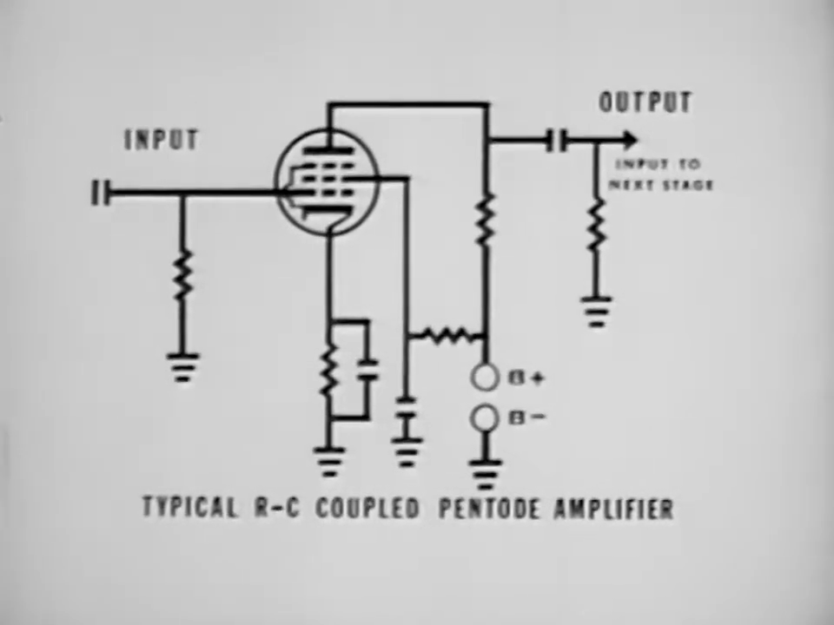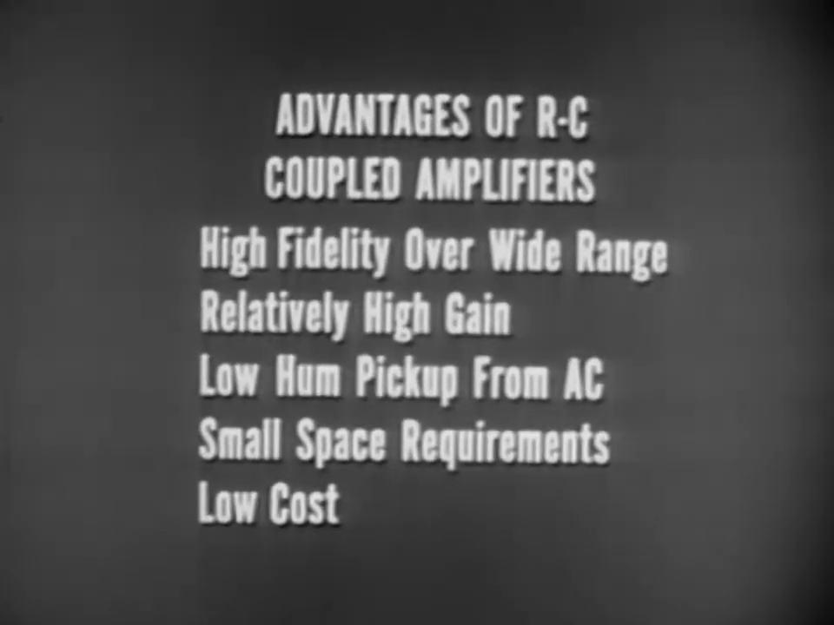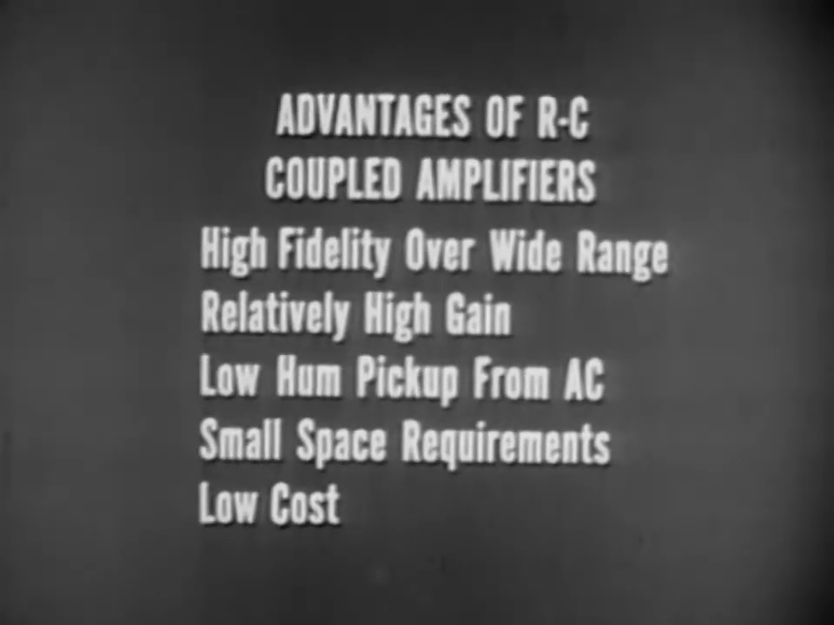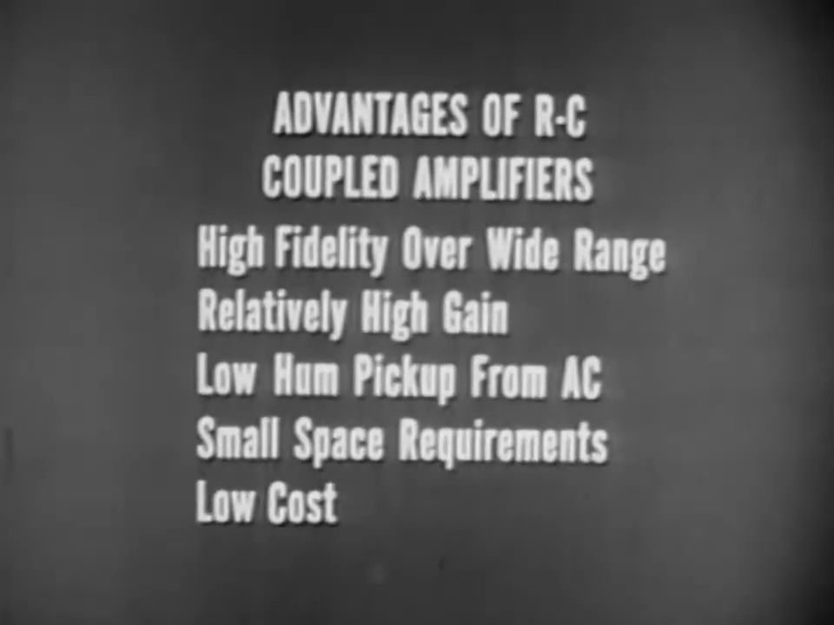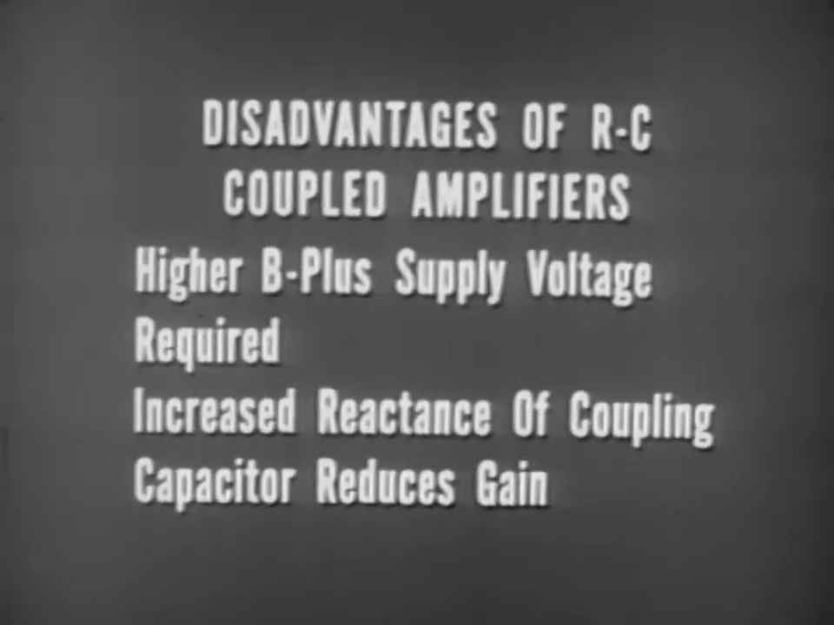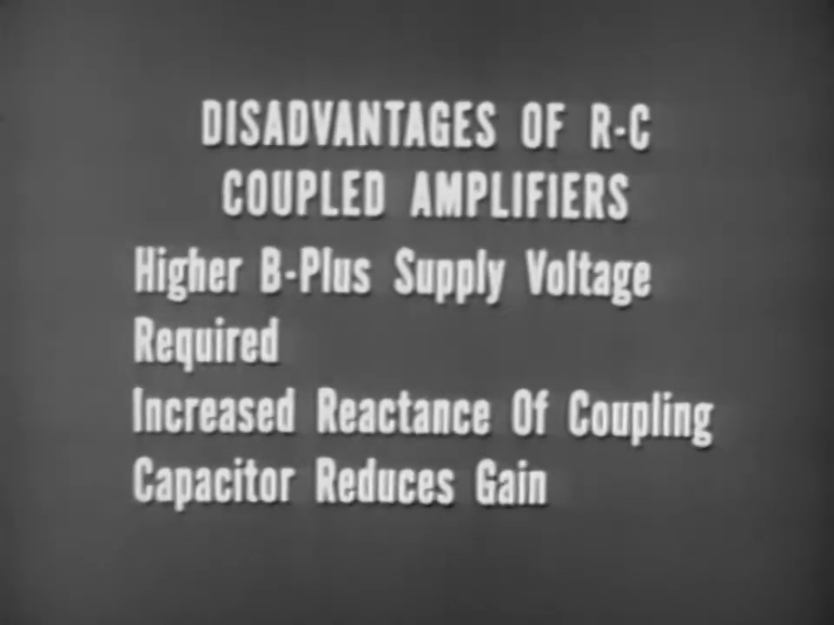Resistance capacitance, or RC coupled amplifiers, are so termed because the amplifier stages are coupled by combinations of resistances and capacitors. Advantages of RC coupled amplifiers are high fidelity over a wide range of frequencies, relatively high gain, low hum pickup from nearby AC fields, small space requirements, and low cost. The disadvantages of RC coupled amplifiers are that a higher B+ supply voltage is required and the reactance of the coupling capacitor increases at lower frequencies, thus reducing the gain.